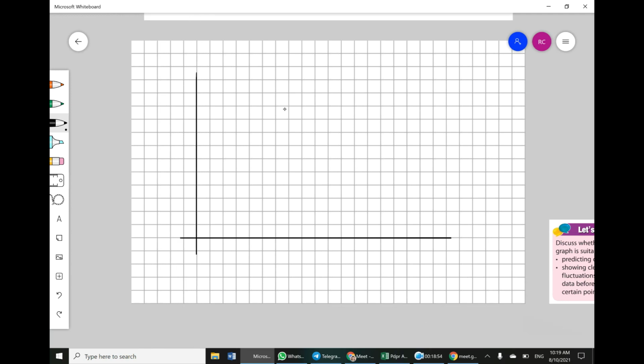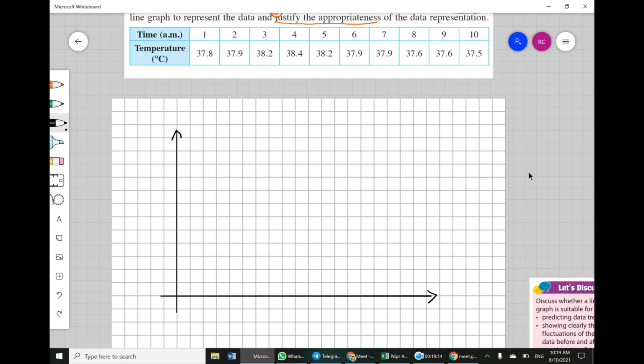Done. So make an arrow pointing to the top, or pointing to the north, and then this one pointing to the right. Make sure there's no arrow to the left or to the bottom. I've told you before, we only have 2 arrows that are pointing to the north and also pointing to the right. After that, you have to choose a suitable scale to represent the horizontal axis. Remember, the horizontal axis usually represents what? If you are given a time and the temperature, the horizontal axis will represent which one?